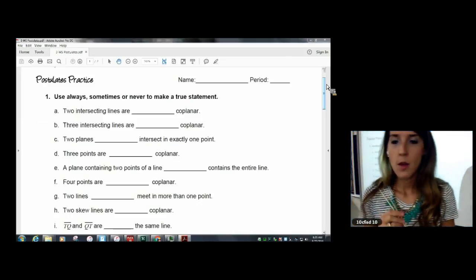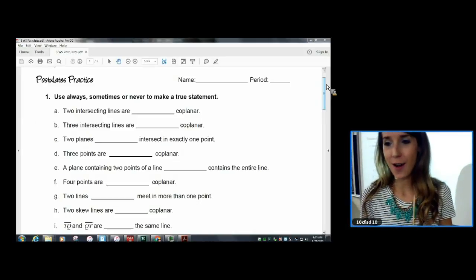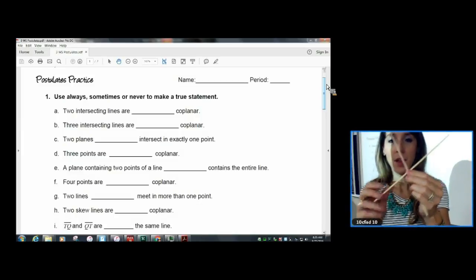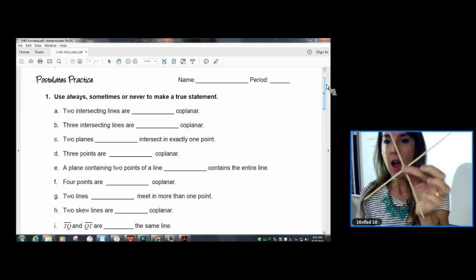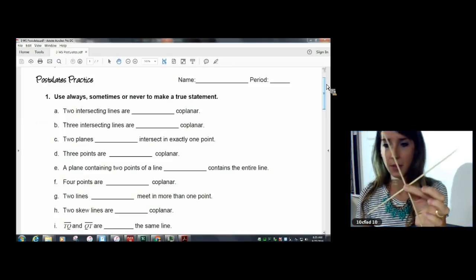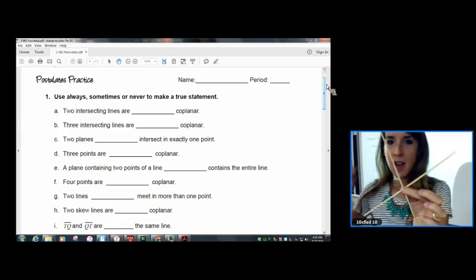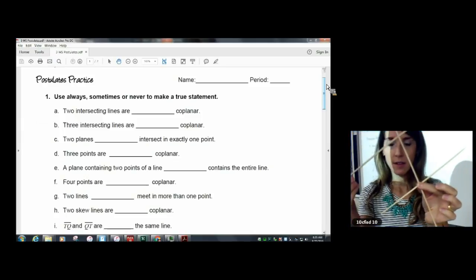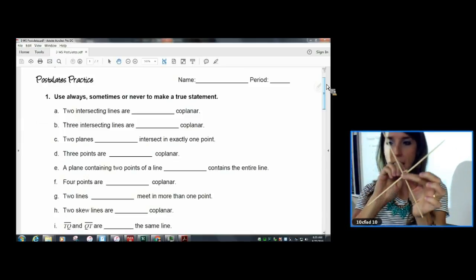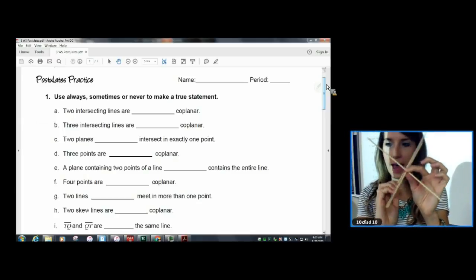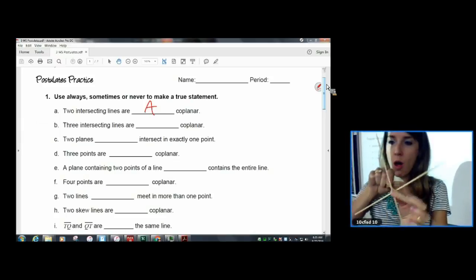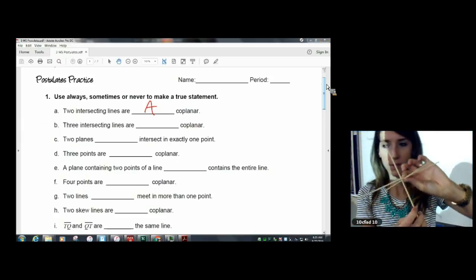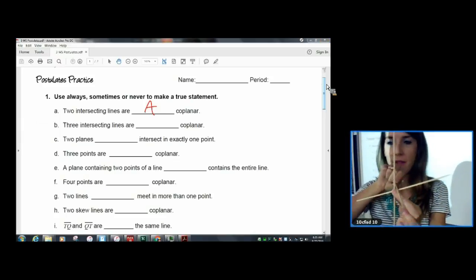1B. Three intersecting lines are always, sometimes, or never coplanar. Well, that changes things a bit. I could have my two lines like this. Yep, these are coplanar. I could put a plane through it, but then I could take my third one. It changes when there's three, and I could do this. See what's happening? Can I put a flat surface through all three of my skewers? No, couldn't put a flat surface.